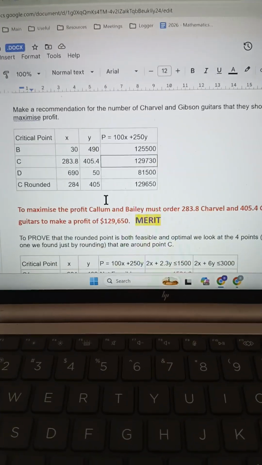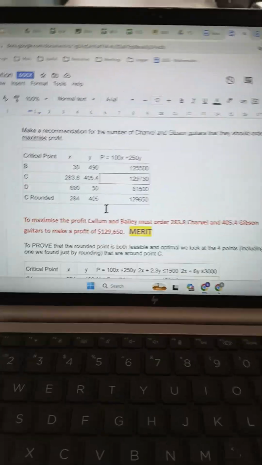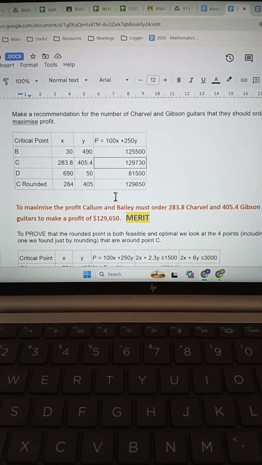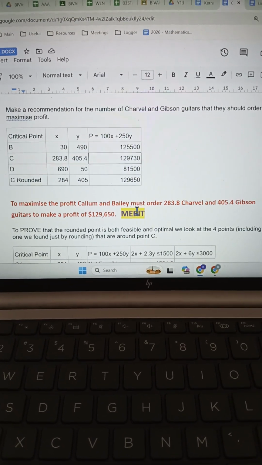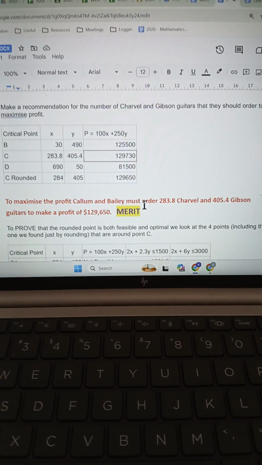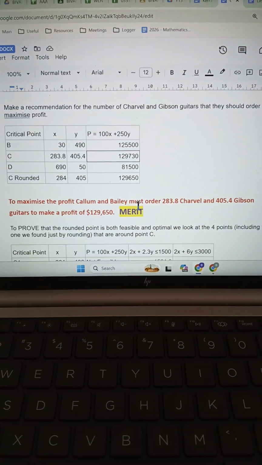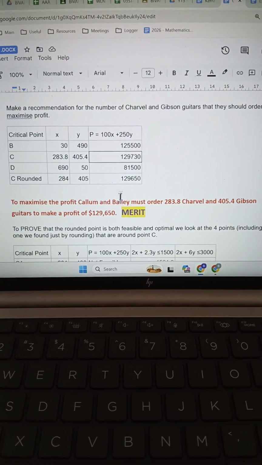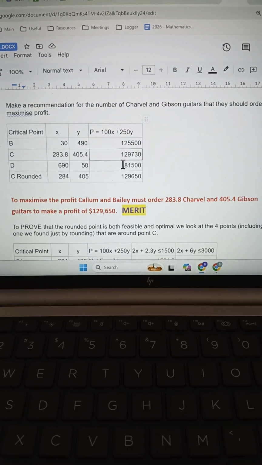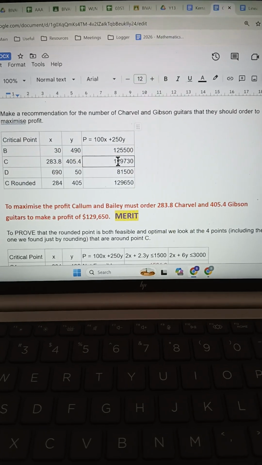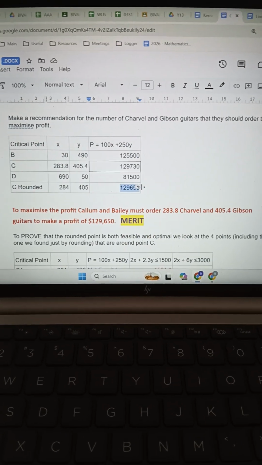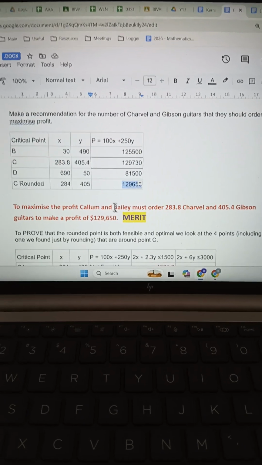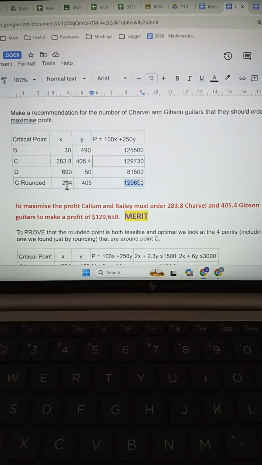At that point, we've got to write this line. To maximise profit, Callum and Bailey must order 283.8 Shavo and 405.4 Gibson guitars to make a profit of $129,600. Actually, I've written out the wrong profit there. That would be the one from rounding the numbers, so I put in a point C rounded.